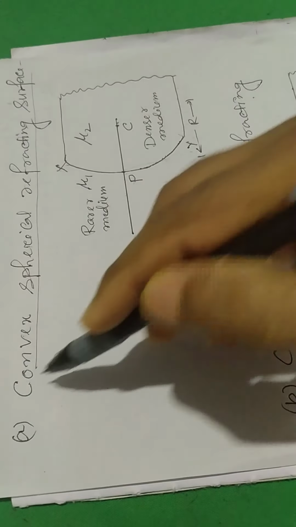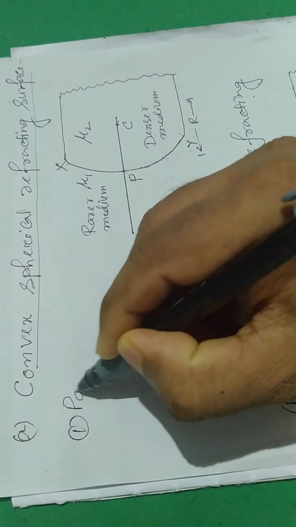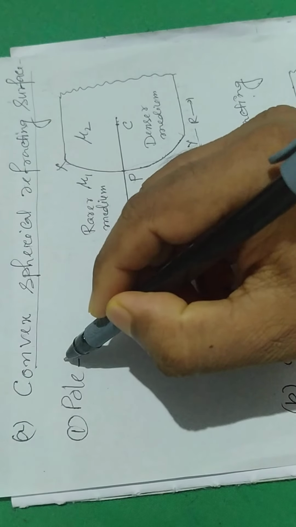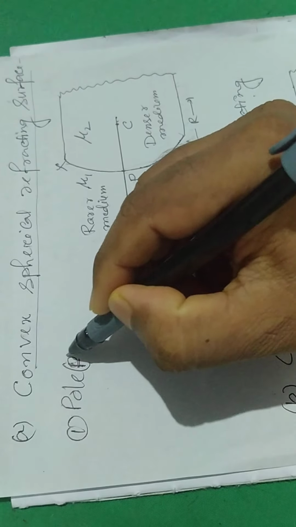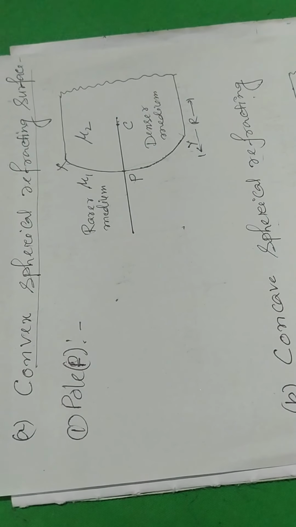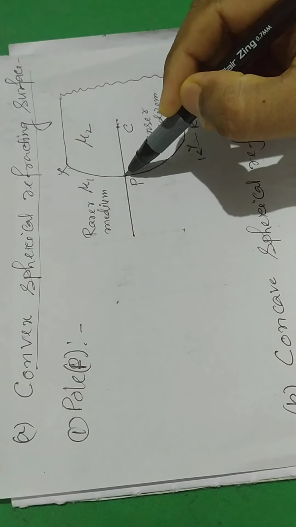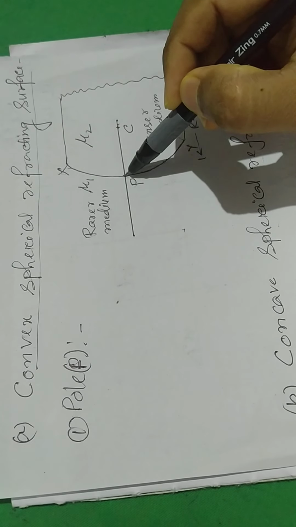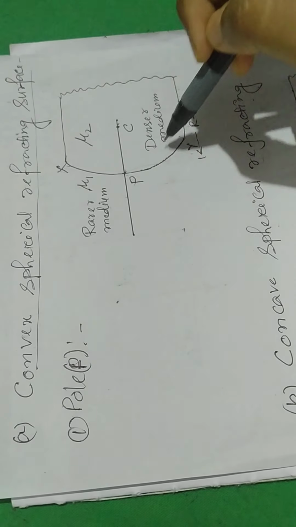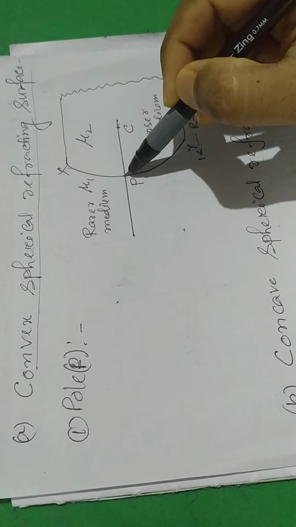Say number 1, pole. What is pole? The central point of the spherical refracting surface is called its pole. P, you see the diagram. P is the central point or midpoint of the spherical refracting surface. So this is called pole.